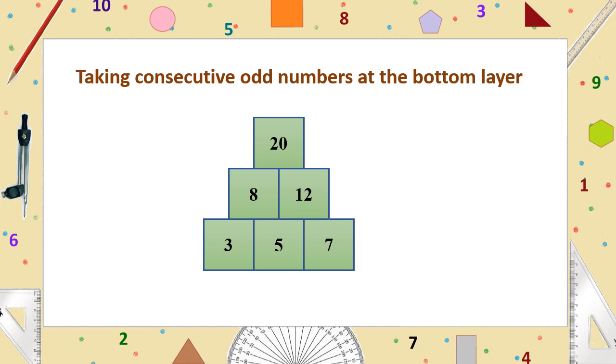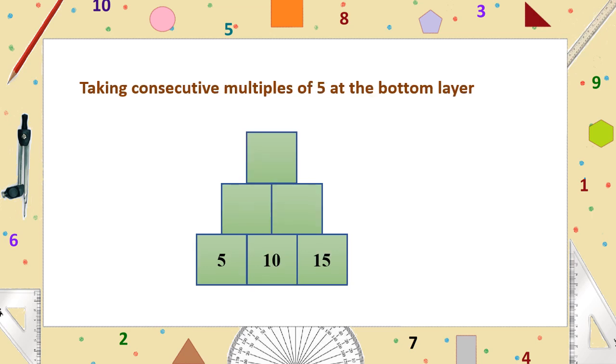Next, let's check this for some other numbers. Look at this pyramid. Here, the bottom layer numbers are given as consecutive multiples of 5. 5, 10 and 15. These are consecutive multiples of 5. So what will be the sum of 5 and 10? 5 plus 10 gives 15.